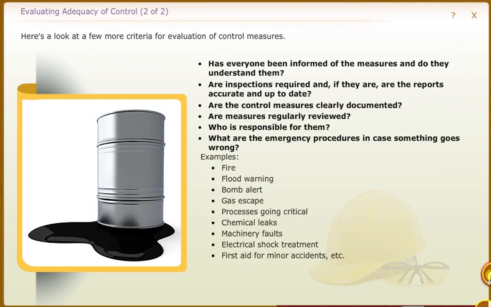Here's a look at a few more criteria for evaluation of control measures. Has everyone been informed of the measures and do they understand them? Are inspections required, and are the reports accurate and up to date? Are the control measures clearly documented? Are measures regularly reviewed? Who is responsible for them? What are the emergency procedures in case something goes wrong? Examples: fire, flood warning, bomb alert, gas escape, processes going critical, chemical leaks, machinery faults, electrical shock treatment, first aid for minor accidents, etc.